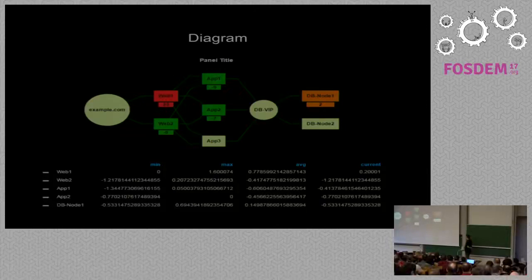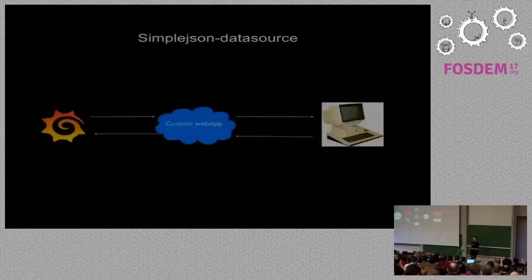The second favorite one is the diagram panel, which allows you to draw diagrams like this and connect the boxes to a time series. So it's not a weather map, but it's something more simple. And you create these diagrams with a DSL called Mermaid JS.